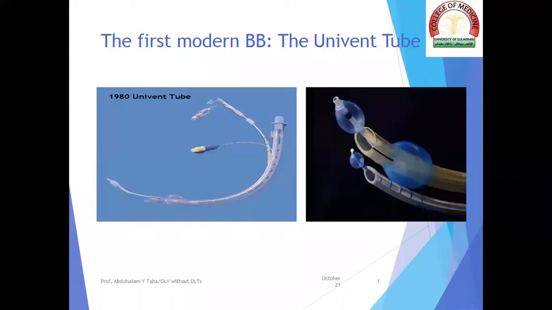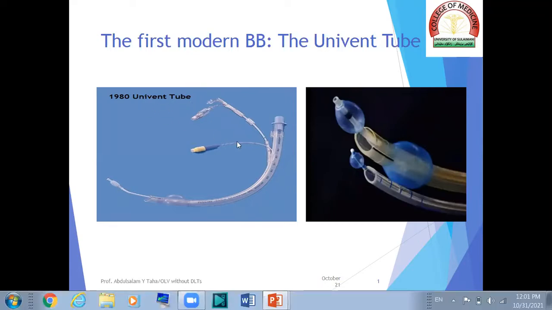So after watching the 2 videos, we resume our presentation. The first modern bronchial blocker was the Univent Tube. It was introduced in 1980, and it has 2 channels, a wider posterior channel for the passage of the fiber optic bronchoscope and also for ventilation, and a small anterior channel for the passage of the bronchial blocker, which is also called the uni blocker.